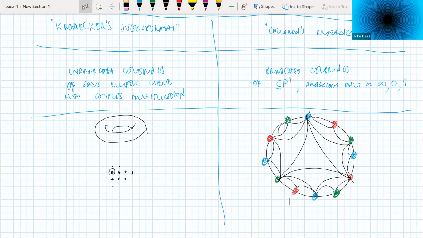Okay, so I'm trying to set up this analogy between the left-hand side and the right-hand side. On both sides of the screen, we have something and something that acts as an automorphism group of it. On the left-hand side of the screen, we have the additive group, and its symmetry group is some sort of multiplicative group or something like that.